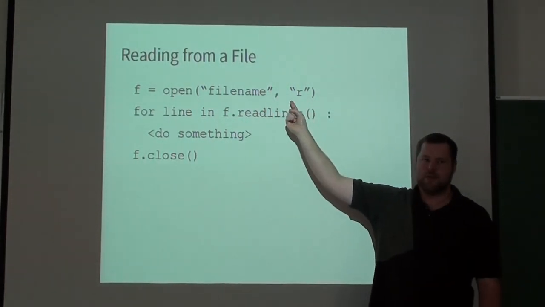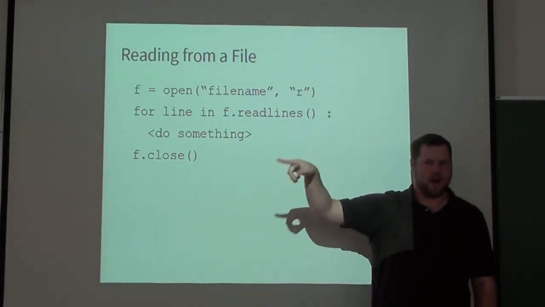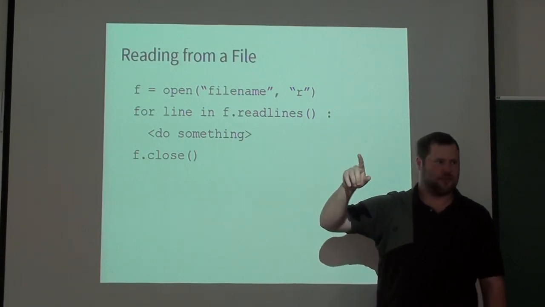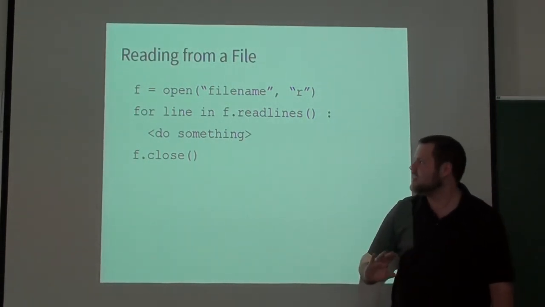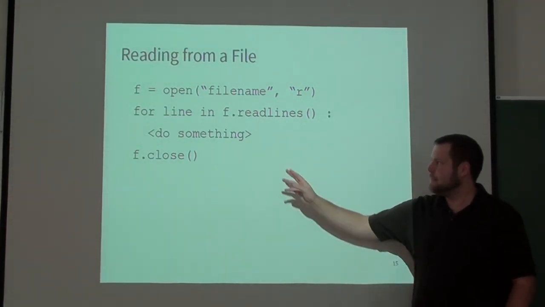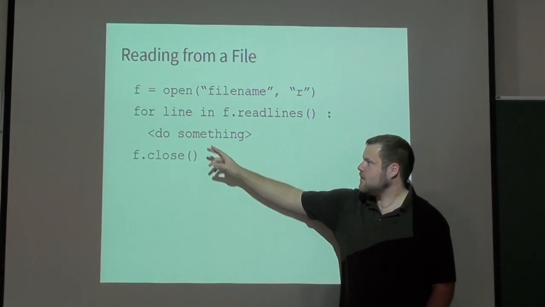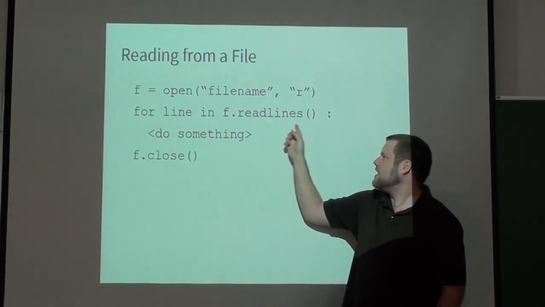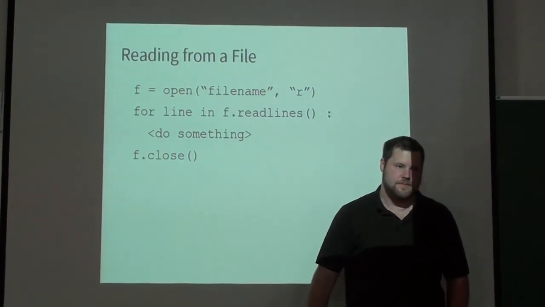R is for reading. You can also do W for writing. I think you can also do RW for read-writing. You can do B for buffered or byte. I forget what B does. I've never really used it in any way that matters. But you can then write a for loop where you say for every line in the file, do something, and then close the file.